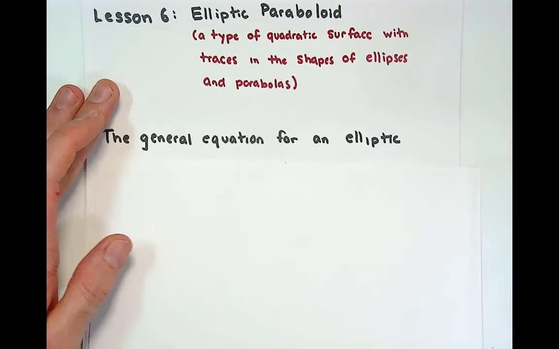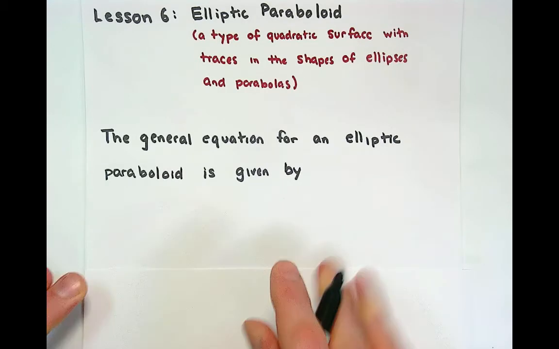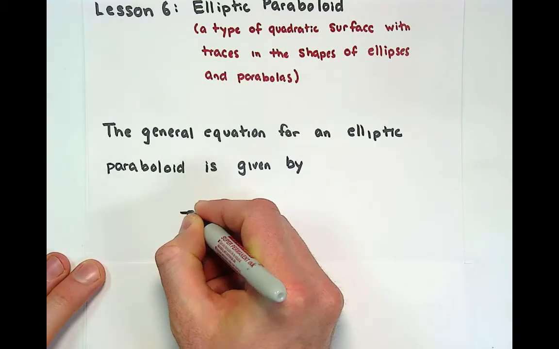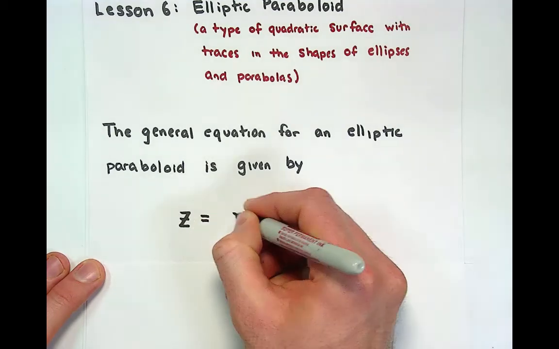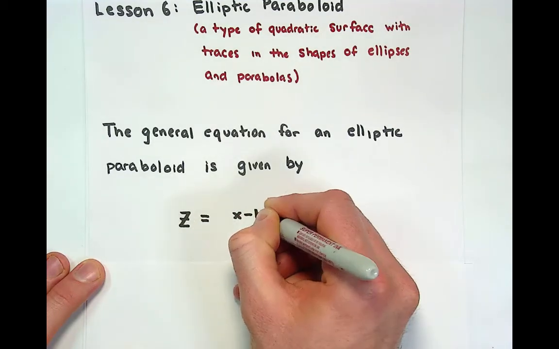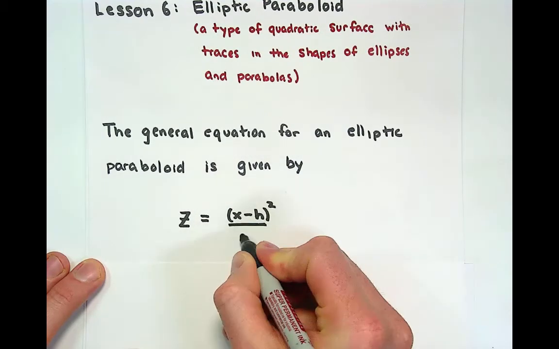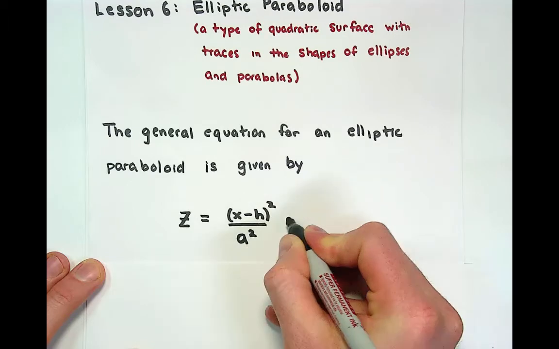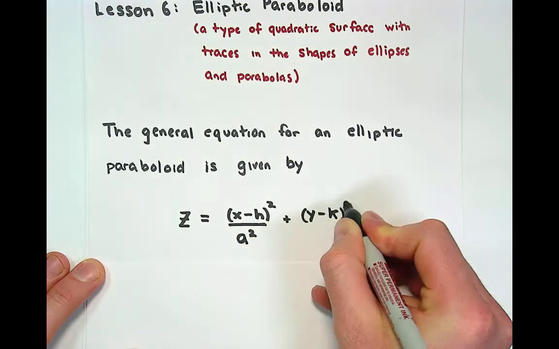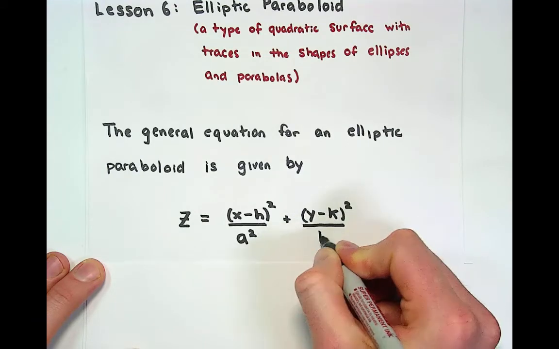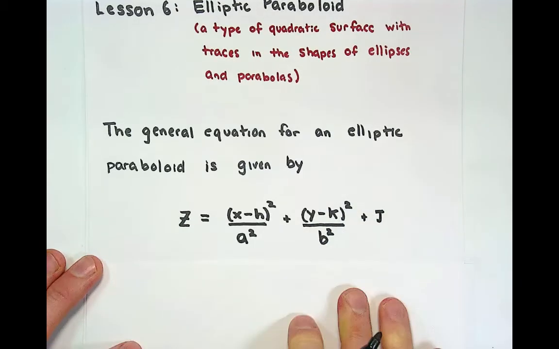Do you see a pattern? When we look at the general form of the equation for an elliptic paraboloid, we can actually write the output variable as a function of the input variables. In this case, we would write (x minus h) squared divided by a squared plus (y minus k) squared divided by b squared, and then we'll have some vertical shift.